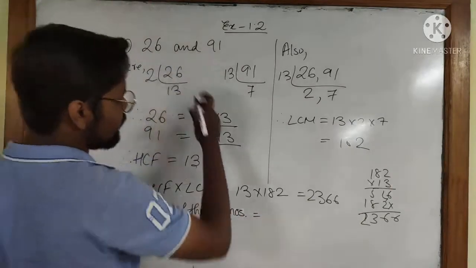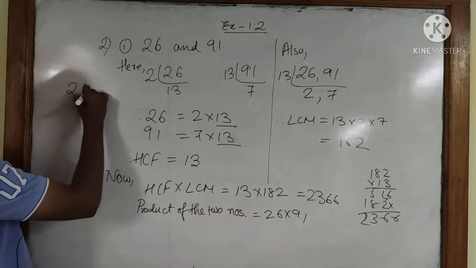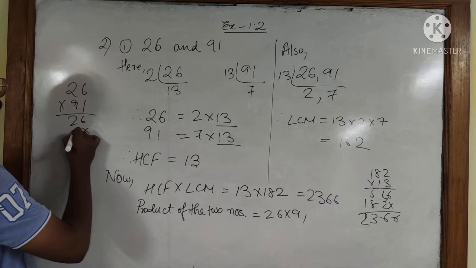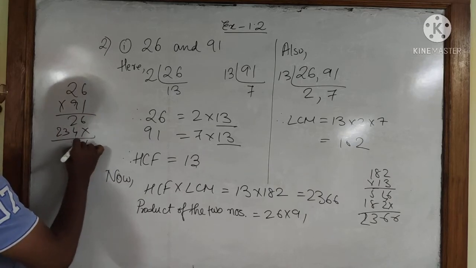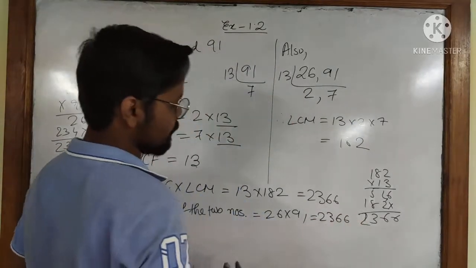And it is 26 into 91. If we find the product of these two, so 26 into 91 will give us 2366. So again 2366.